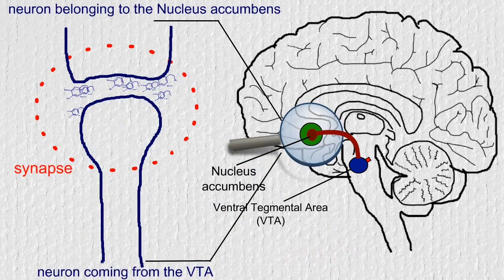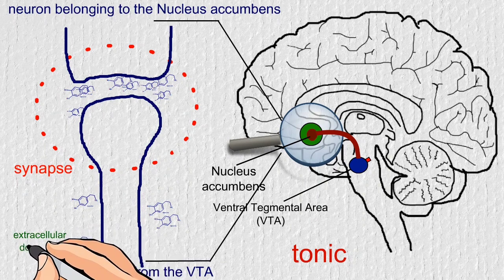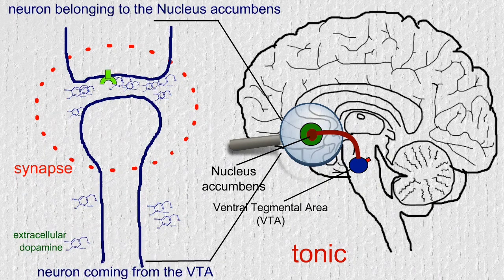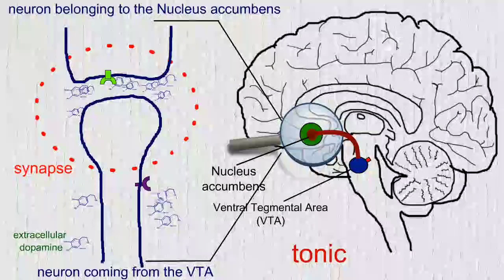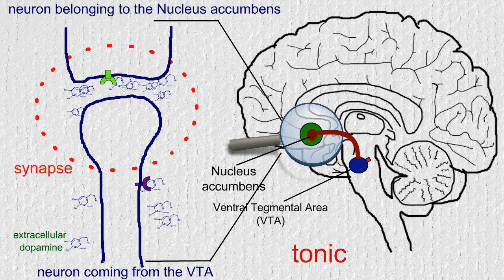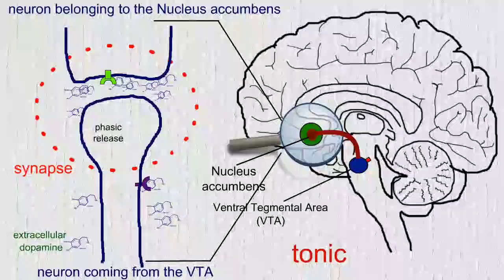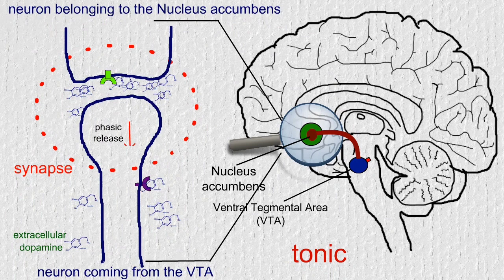However, the dopamine neurons also constantly release some dopamine in a slow, irregular rhythm, mostly around the synapse, the tonic release, where it kind of swims around between the neurons and therefore is called the extracellular dopamine. Their concentration is not high enough to stimulate dopamine receptors of the neurons of the nucleus accumbens, but they do bind to some autoreceptors of the dopamine neurons from the VTA, the neurons where they're coming from. This binding to the autoreceptors inhibits the phasic release of the same neuron.